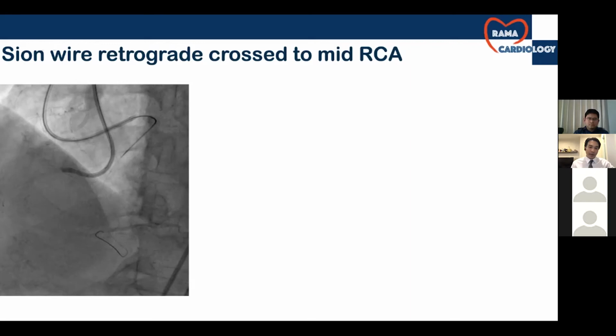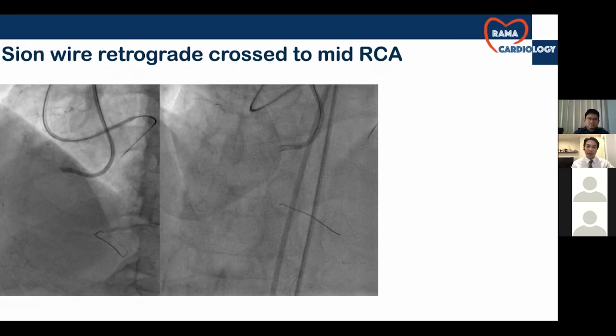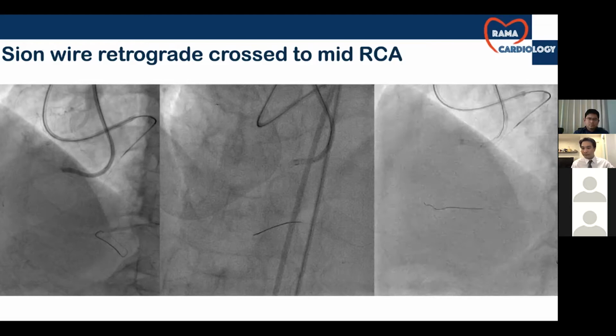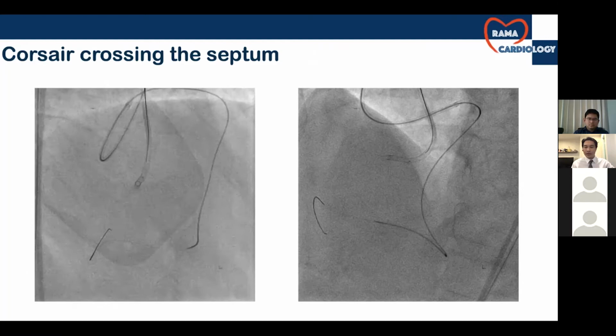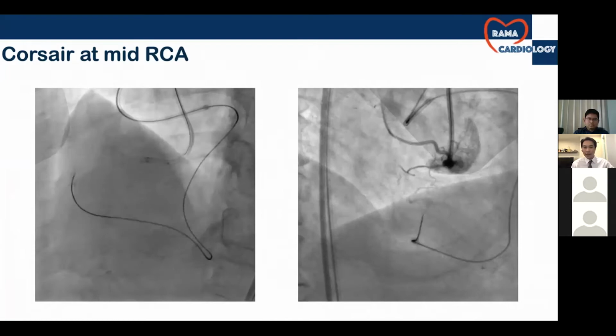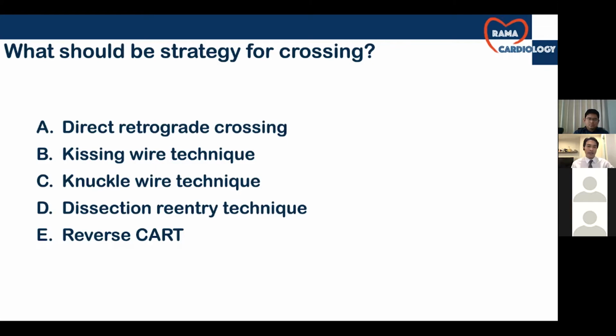I did the angiogram and confirmed the wire is in the distal RCA. So I managed to move the guide wire to the mid RCA. After that, I crossed the Corsair to the distal RCA like this, and up to the mid RCA.